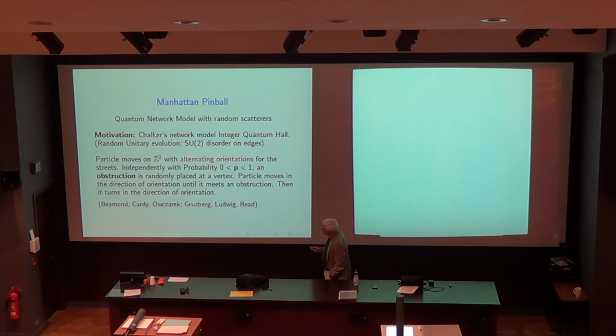This is called Chalker's network model of the integer quantum Hall effect. You don't have to know anything about that, but I will describe the parts. I'm going to show you a picture. So we're on a Manhattan lattice. Let me just go directly to the picture, because the picture tells everything.